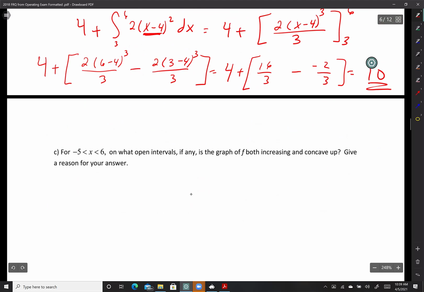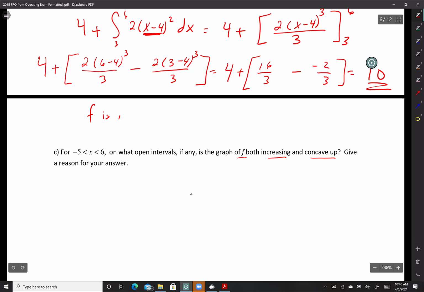Let's see. Between negative 5 and 6, on what open intervals, if any, is the graph of f both increasing and concave up? Give a reason for your answer. Okay. This is just for notes. I would not write this on the actual exam. This is just for notes. So just write this for notes.